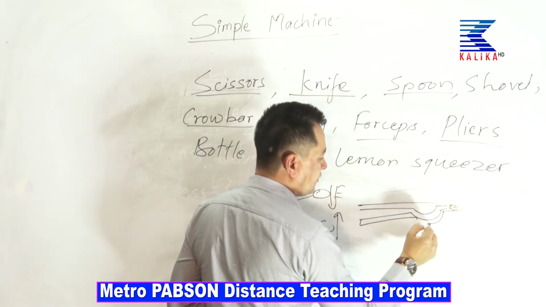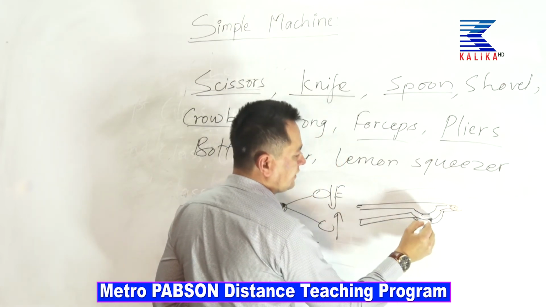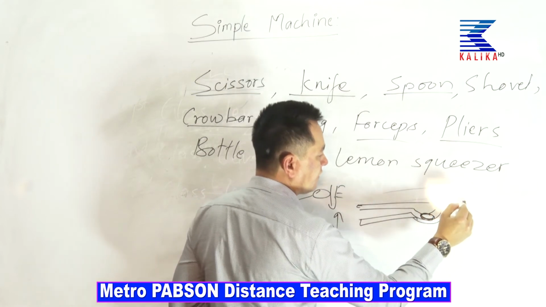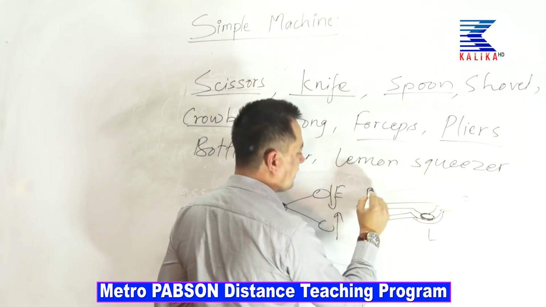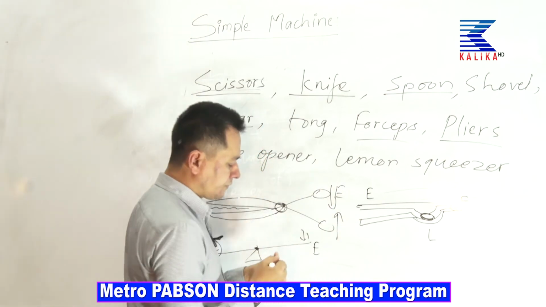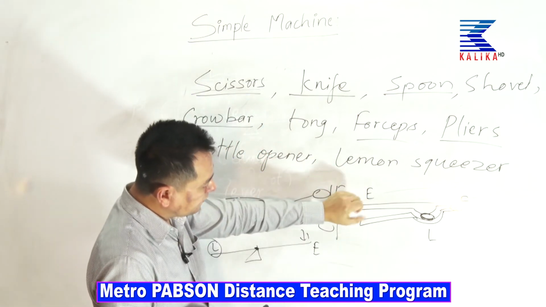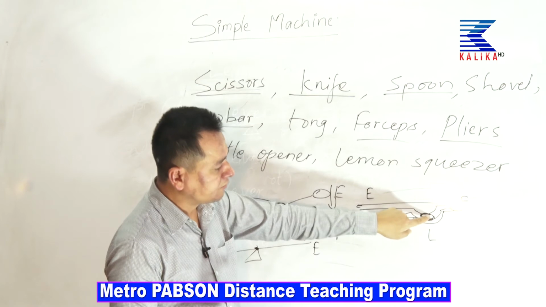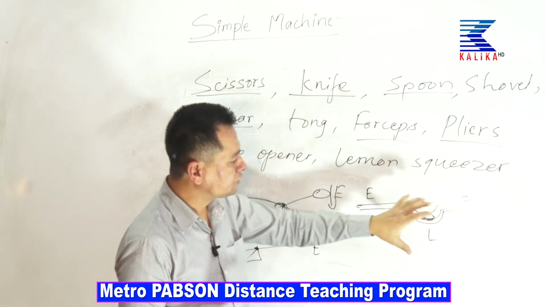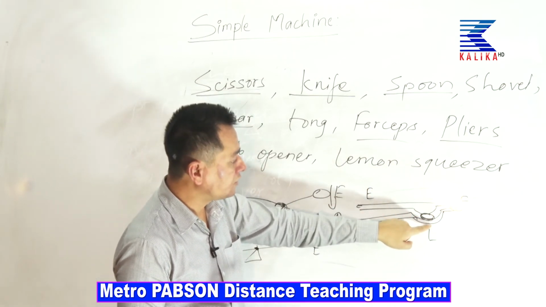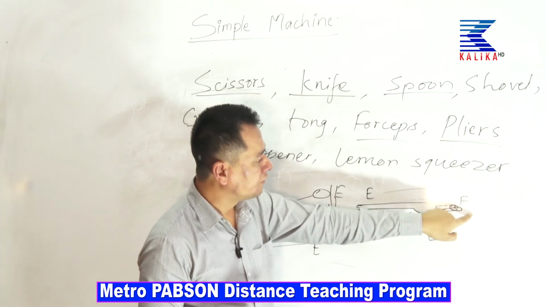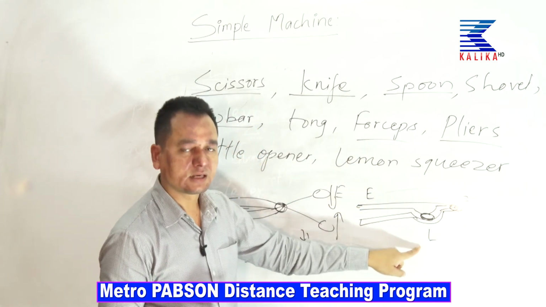So in lemon squeezer, load lies here. This is fulcrum, this is load, and we apply effort here. We press it from here, from this point. This is the lemon, our load, and this is the fulcrum. So which class is it? Load here, it is lying between fulcrum and effort. So it is second class lever.